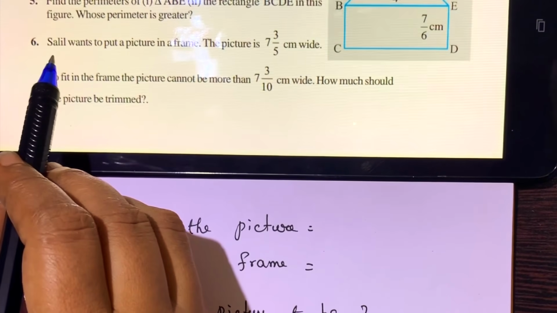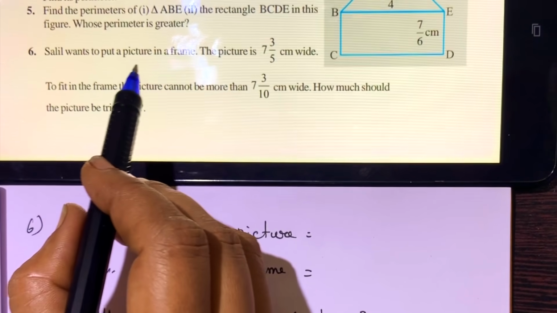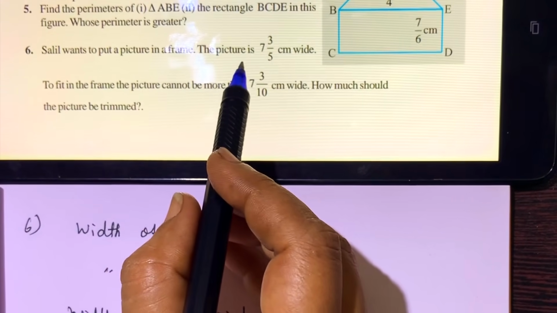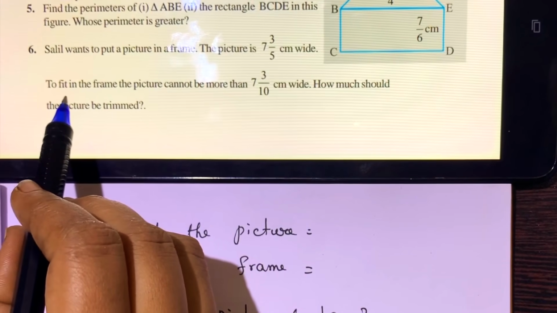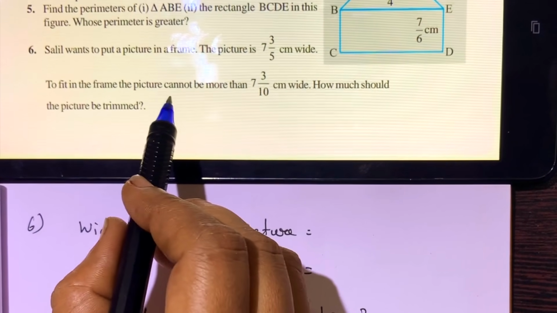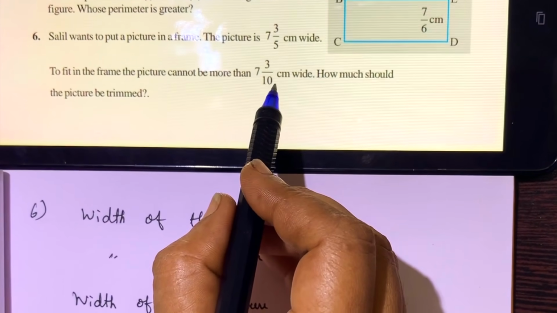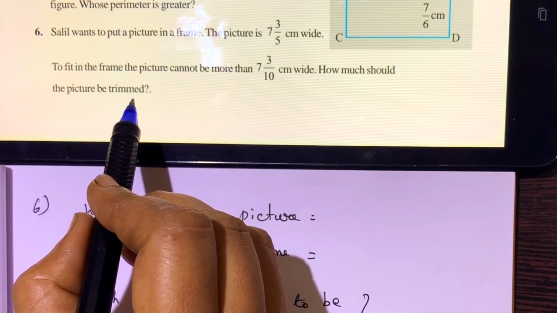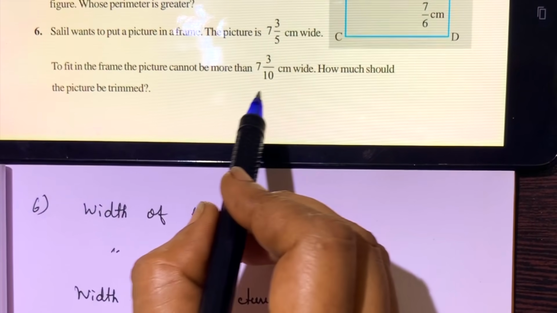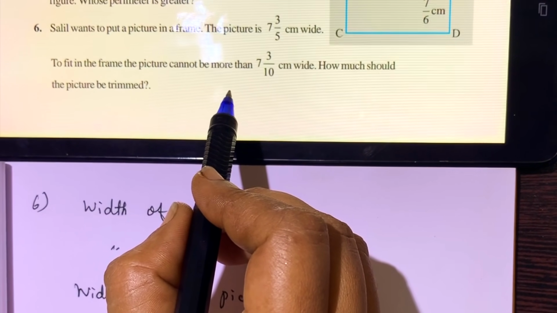Now sixth sum. Salil wants to put a picture in a frame. The picture is 7 3/5 centimeter wide. To fit in the frame, the picture cannot be more than 7 3/10 centimeter wide. How much should the picture be trimmed? So they have asked trimmed, so you have to subtract.